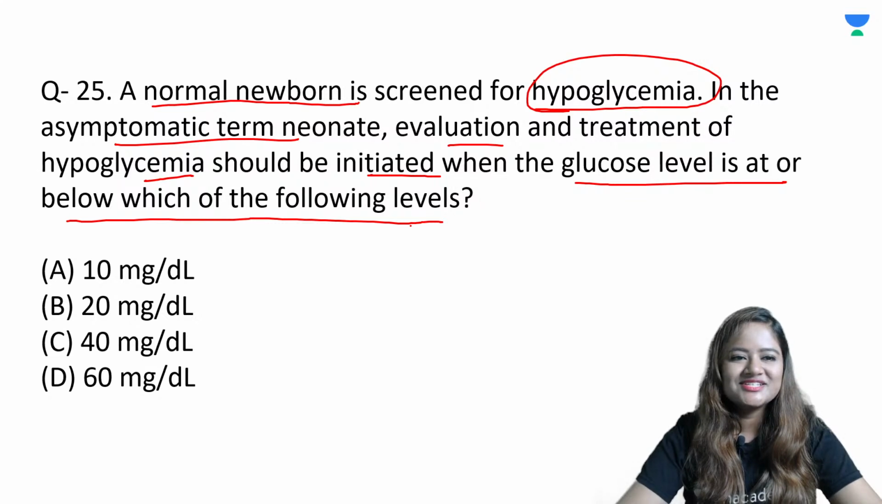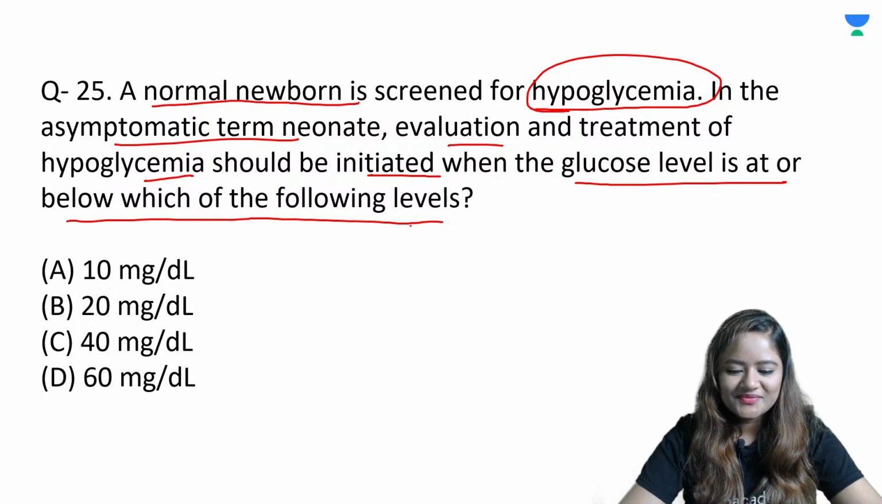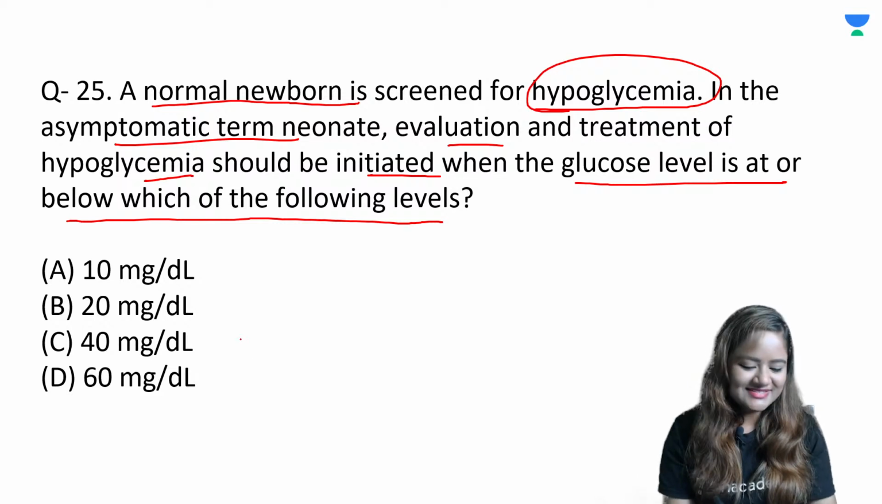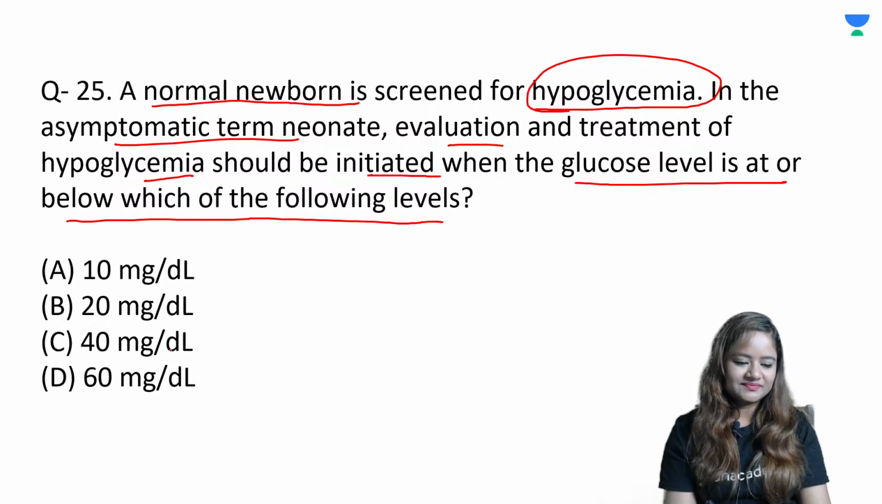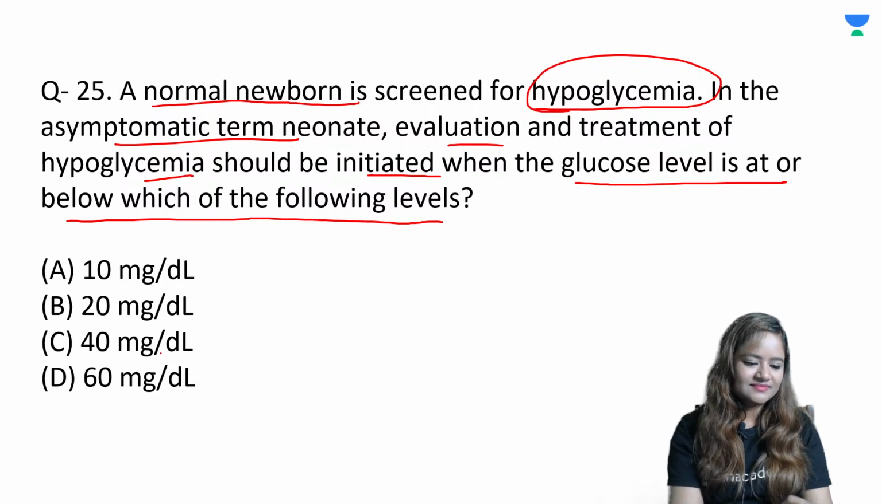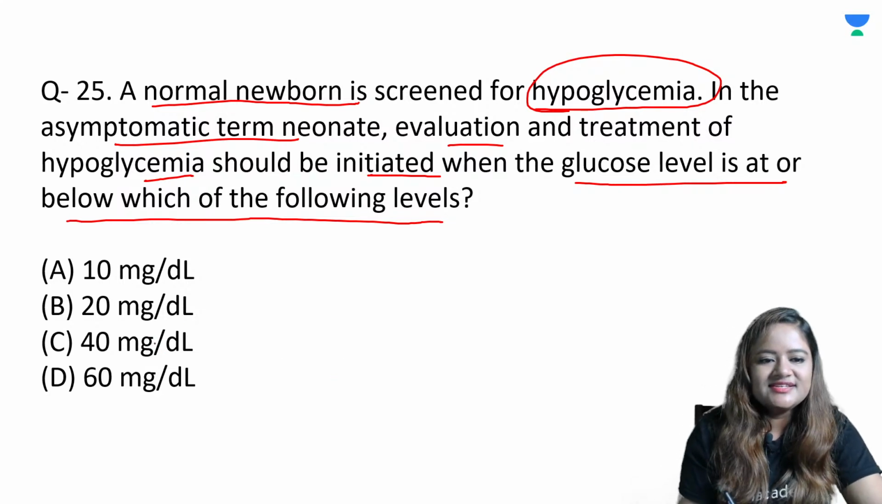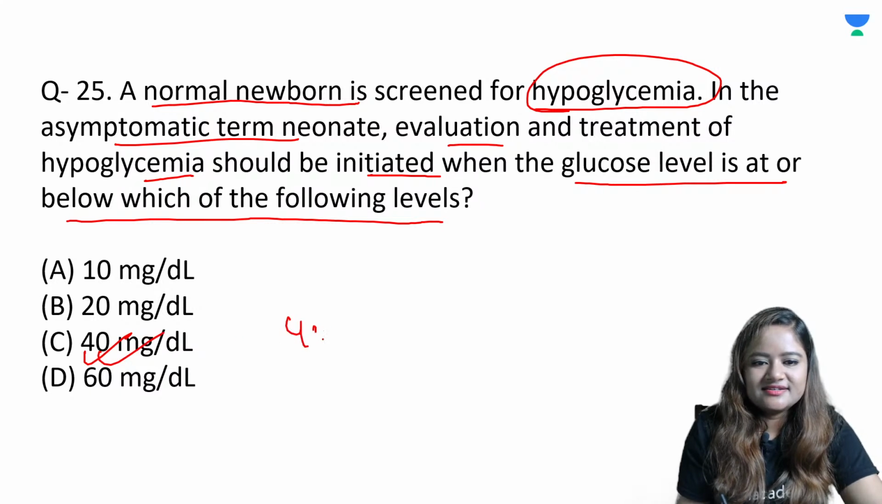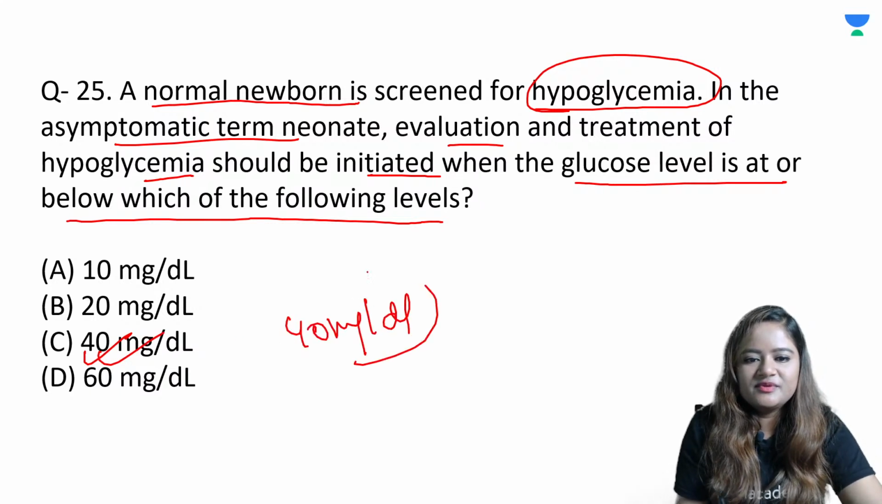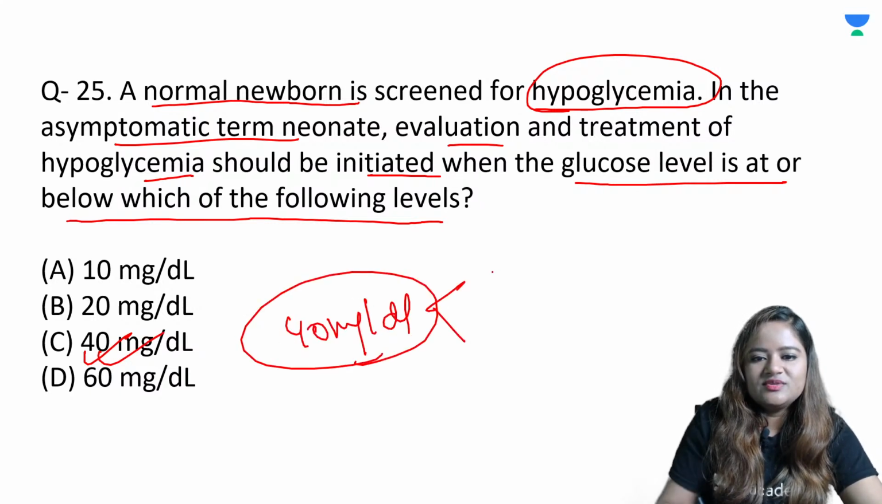It's not the last question of the evening. There is another set of 25 questions. So, what is the cutoff of normal RBS in a newborn? It is 40 milligrams per deciliter. Okay, below 40, and if the baby is symptomatic, then you will start to treat.